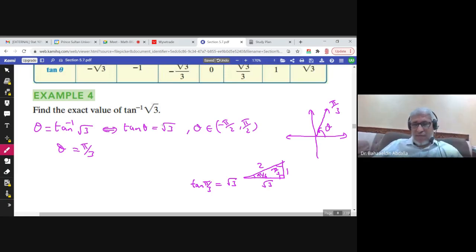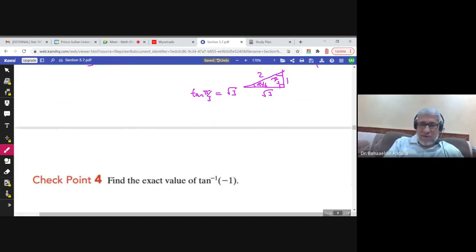So our answer here is pi over 3, and there is no problem with that. While if we want to find tan inverse of negative square root of 3, this would be negative, and then the angle would be in the fourth quadrant, and it would be in this case negative pi over 3 and not pi over 3.